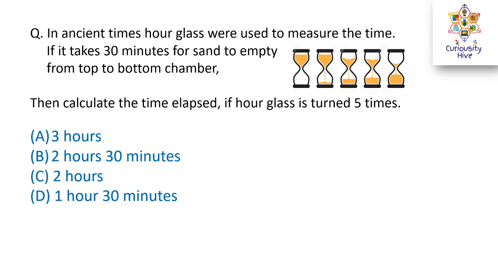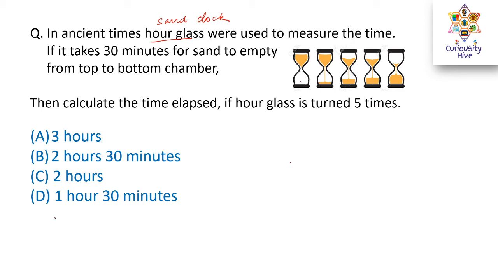Next question. In ancient times, hourglass were used to measure the time. Well, hourglass is also known as sand clock because it had sand in its bulbs. Now, if it takes 30 minutes for sand to empty from top to bottom chamber, then calculate the time elapsed if hourglass is turned 5 times. So these are the options given.